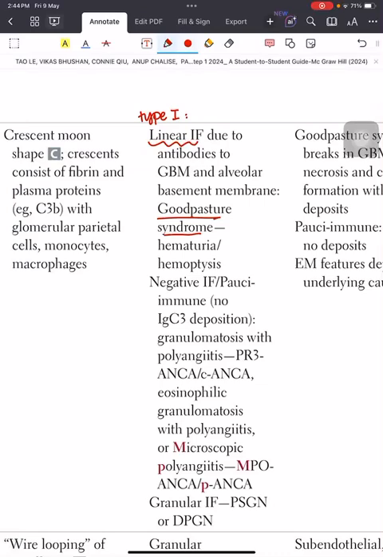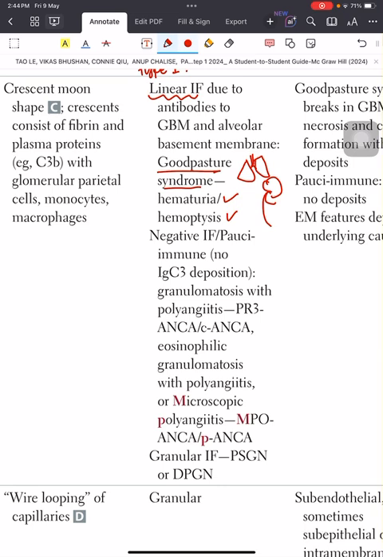The patient will present with hematuria and hemoptysis. So there is kidney and lungs involvement. It's always easy for me personally to make a Goodpasture syndrome diagnosis, and just remember it's hypersensitivity type 2. So moving on, we have type 2, right?